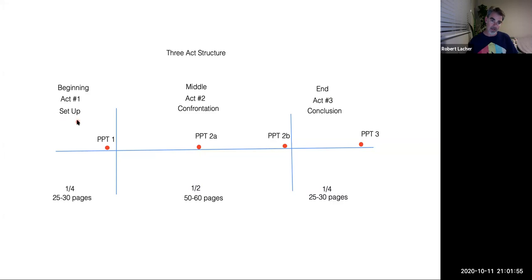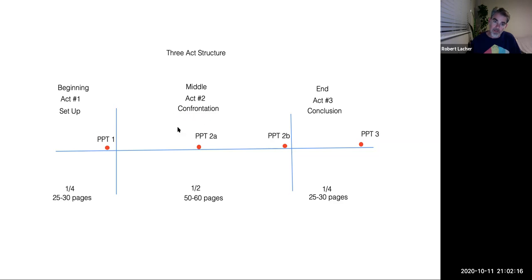Act 1 is the setup, where we set up everything, set up the type of movie, who the main characters are, who the minor characters are, what the story is going to be about, when and where it takes place, what genre it'll be: horror, comedy, drama, action, or something else.